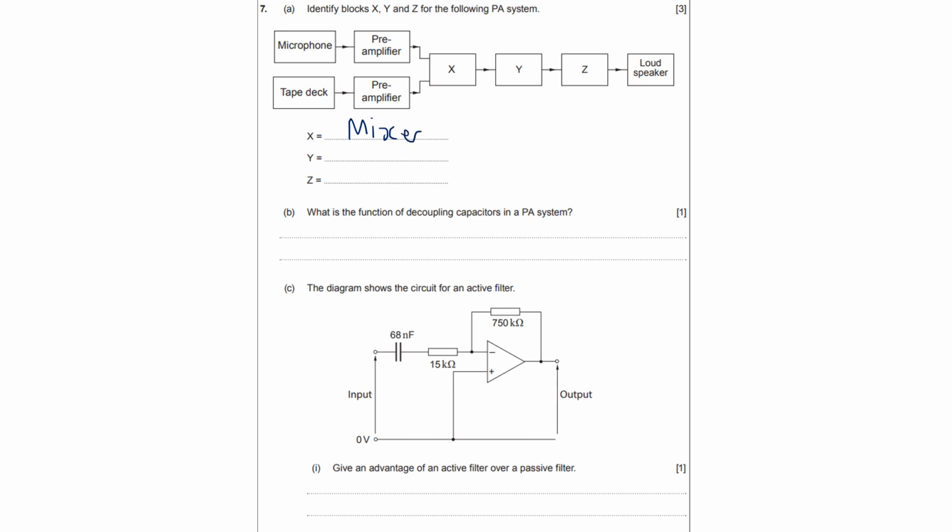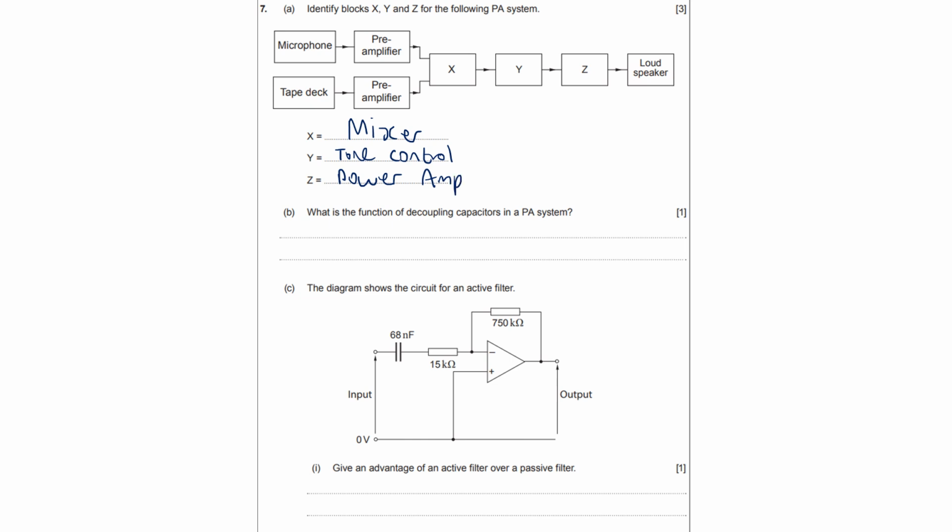Then we normally have some sort of tone control, filters. Yeah, I'm going to call it tone control. I think it'd be okay calling it filters. And then Z is obviously got to be a power amp, always before the loudspeaker. It'll always be a power amp, won't it?